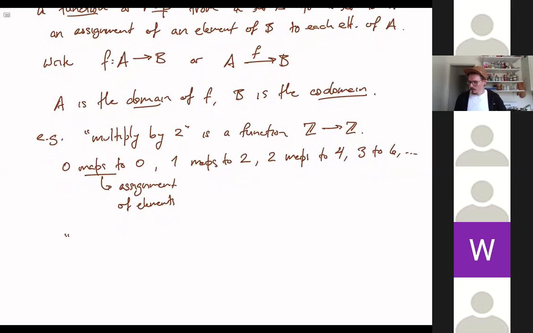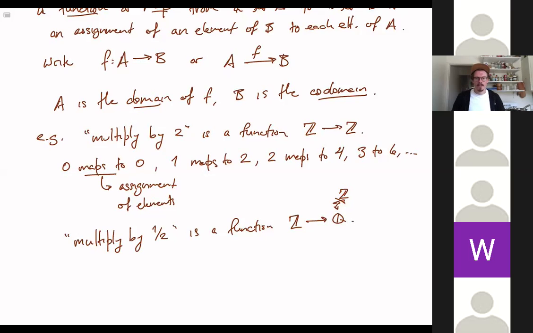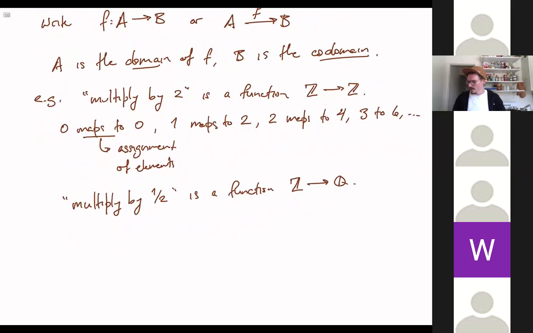What's another example? We can get a function from the integers to the rational numbers by saying multiply by 1/2. Function from the integers to the rational numbers. And note that we could not put integers here, because when you multiply an integer by 1/2, you don't always get an integer back. So in this case, Z is the domain and Q is the codomain.